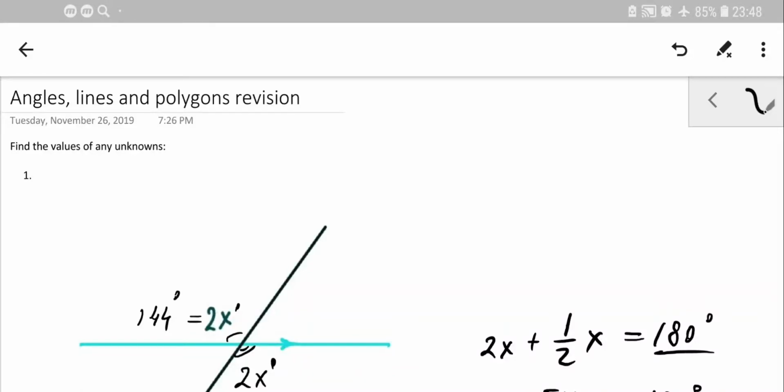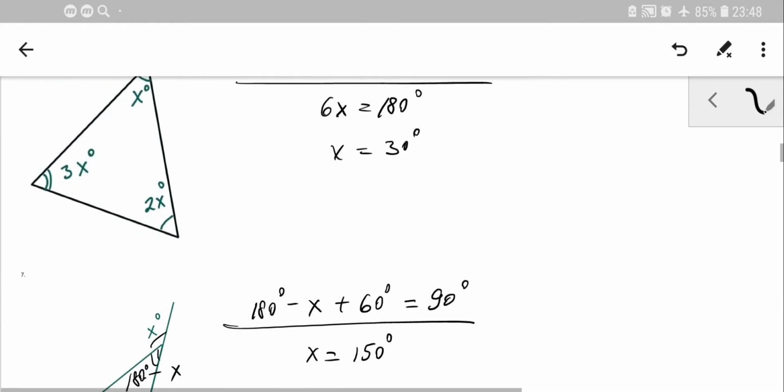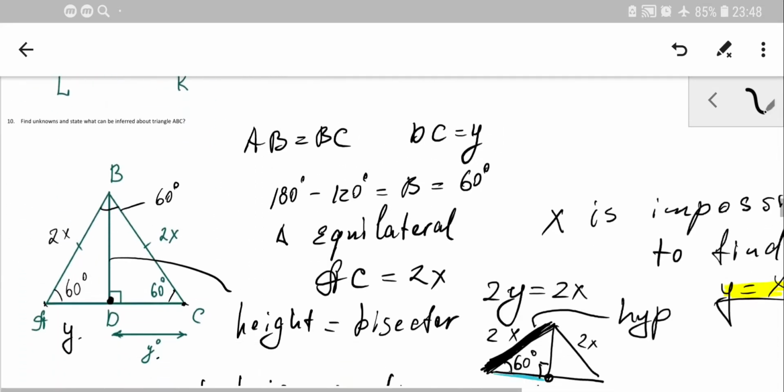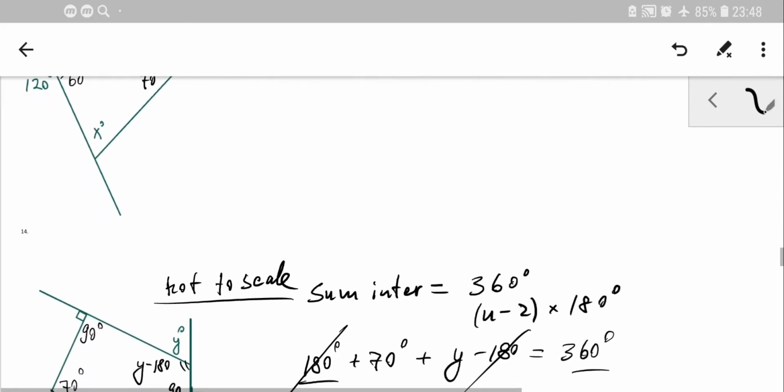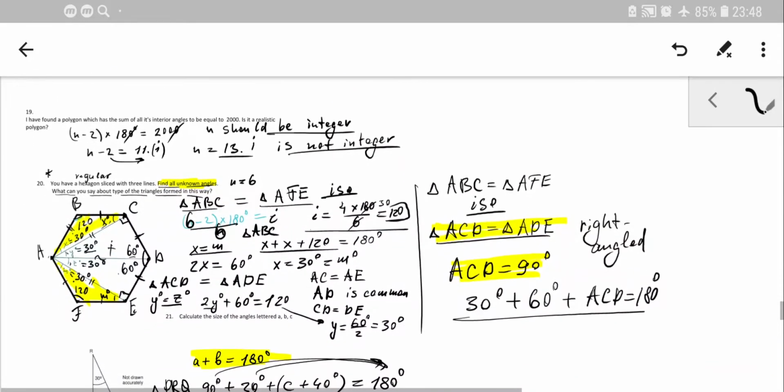Alright, we're on the revision, and right now we're just finalizing this topic about angles, lines, and polygons. So we've done a lot. That was pretty good practice. Hope you enjoyed it. Hope you also could do all those problems that I listed here.